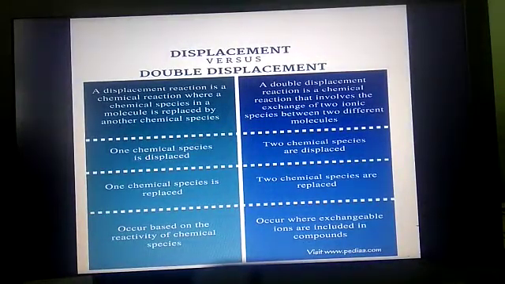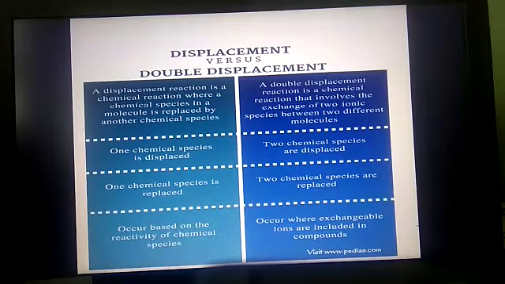So, displacement and double displacement. A displacement reaction is a chemical reaction where a chemical species in a molecule is replaced by another chemical species. So here, one chemical is replaced with another. A double displacement reaction is a chemical reaction that involves the exchange of two ionic species, that is radicals, positive and negative ions, between two different molecules.